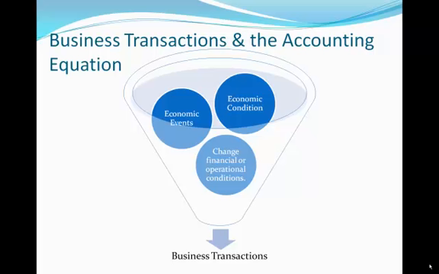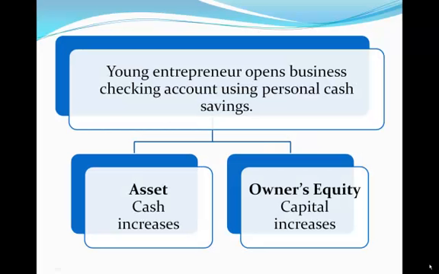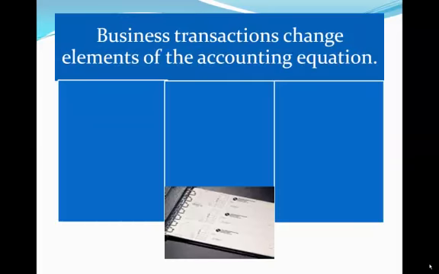Let's look at some typical business transactions and the effect they have on the accounting equation. Usually, when a business is started up, an individual will take personal savings and open a business checking account as one of the very first transactions of the business. Depositing cash in the business checking account increases the balance in the checking account and thus increases the asset called cash. The owner's capital account is also increased by this transaction.